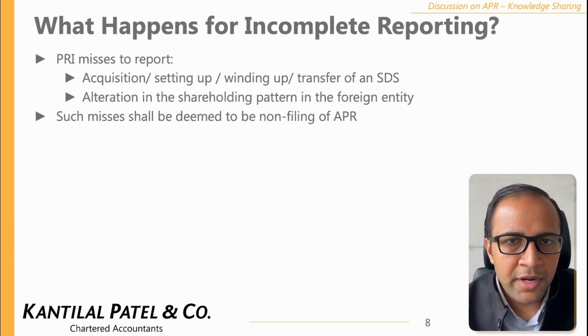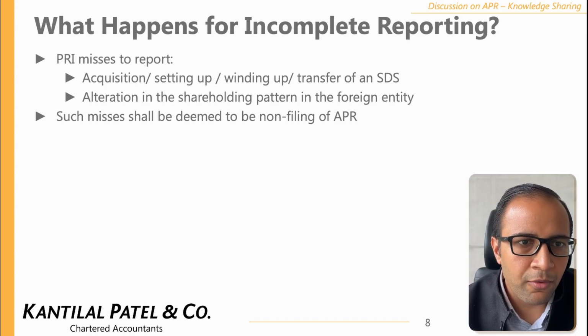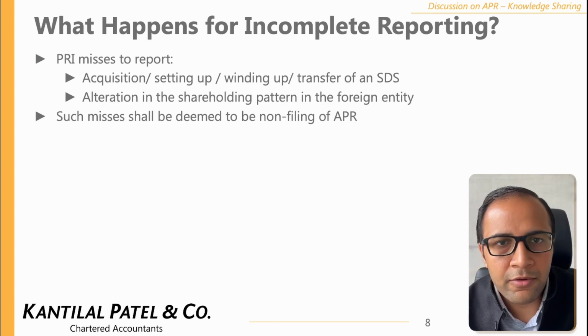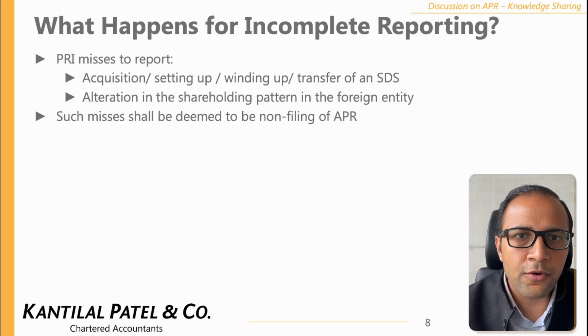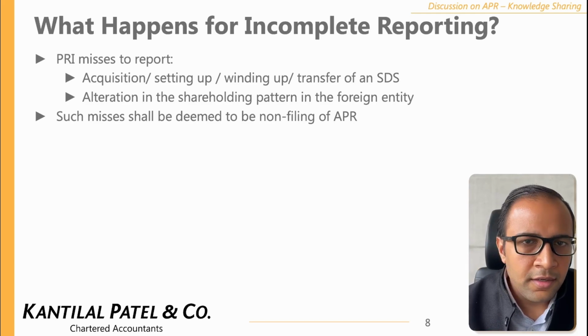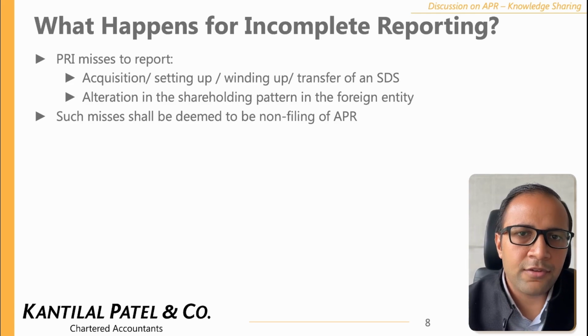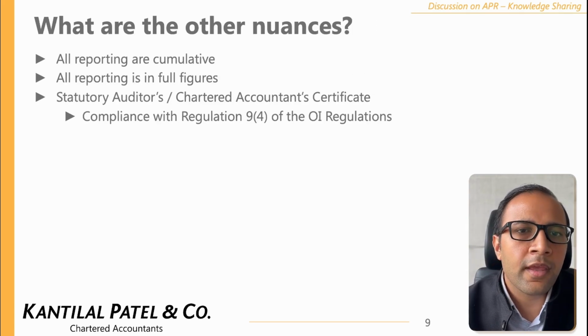What happens to incomplete reporting? For example, you have filed Form APR, but you actually missed reporting any acquisition or setup of a step down subsidiary, or you missed reporting any alteration in the shareholding pattern of the overseas entity. Then that filing will not be considered a valid filing, and it would be equated with a missed filing, which is non-reporting.